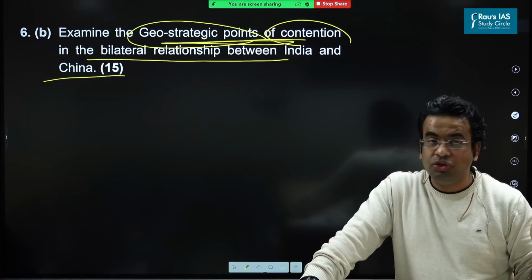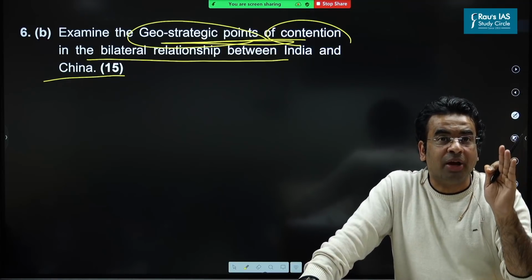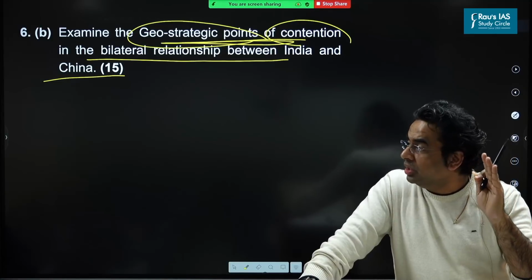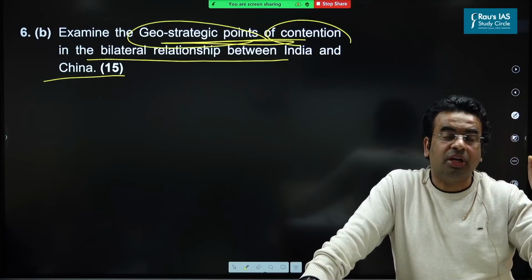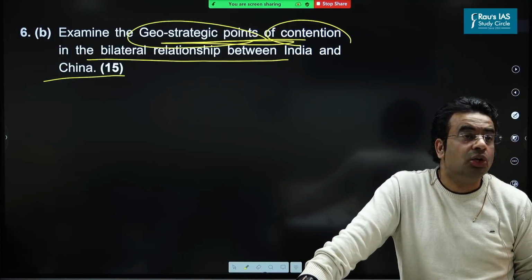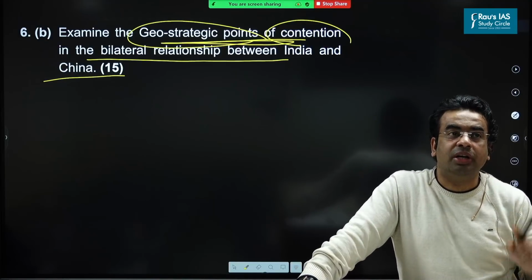Means issues of LAC, issue of McMahon line, issue of Johnson line, issue of Tibet, issue of Shimla agreement which was signed way back in 1914. So these are geostrategic points of contention, not a geo-economic point of contention.